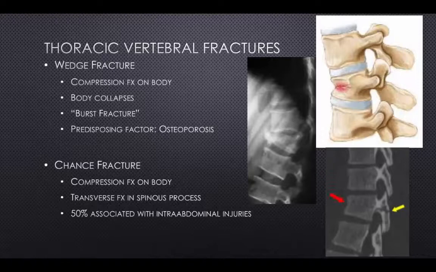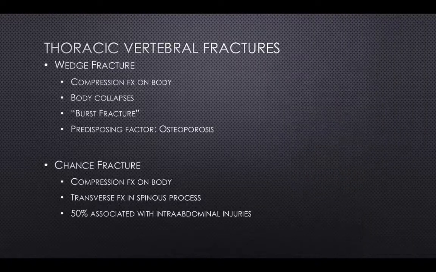A chance fracture is a type of vertebral fracture that results from an excessive flexion of the spine. Symptoms may include abdominal bruising, also known as seatbelt sign, or less commonly, paralysis of the legs. Chance fractures are also associated with transverse fractures in the spinous process. About 50% of chance fractures are also associated with intra-abdominal injuries.